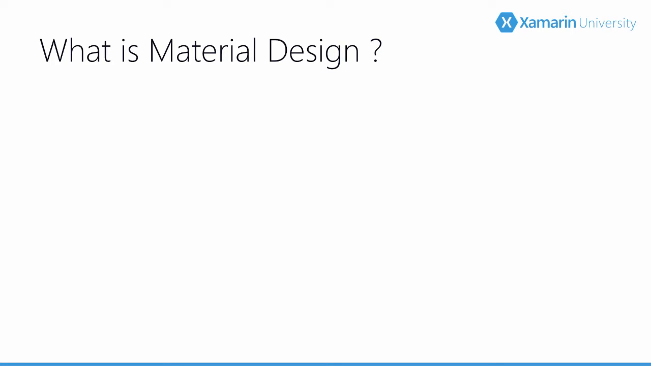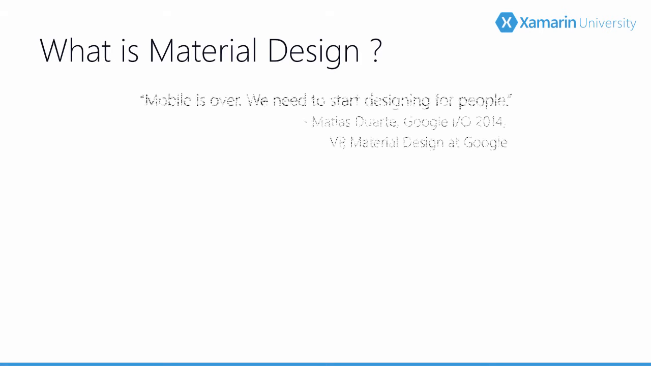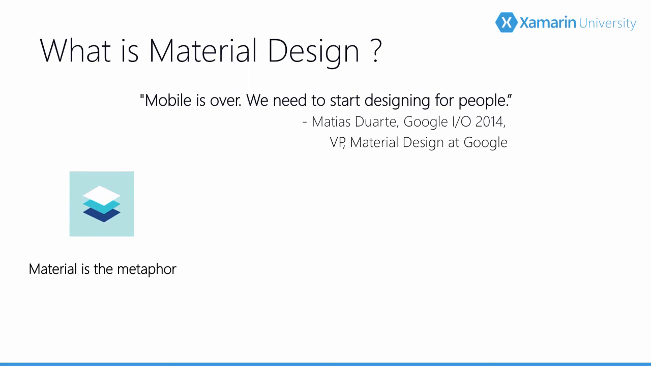At Google I/O 2014, we heard a bold statement from Android. Mobile is over. We need to start designing for people. If you sit down and read the material design documentation, you will find the following statements. Material is a metaphor. It is the unifying theory of a rationalized space and a system of motion. The material is grounded in tactile reality, inspired by the study of paper and ink, yet technologically advanced and open to the imagination and magic.